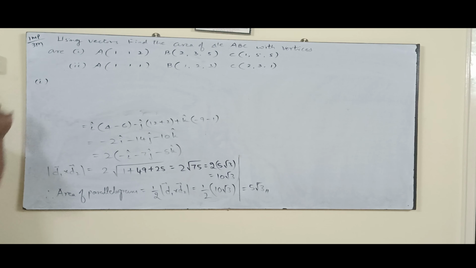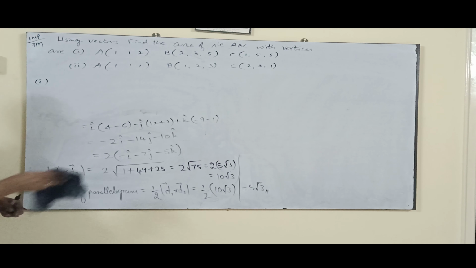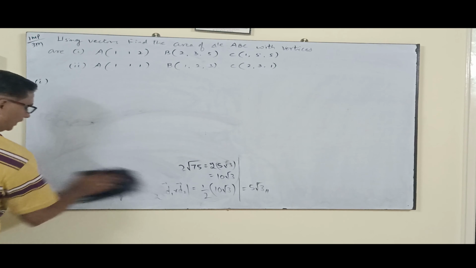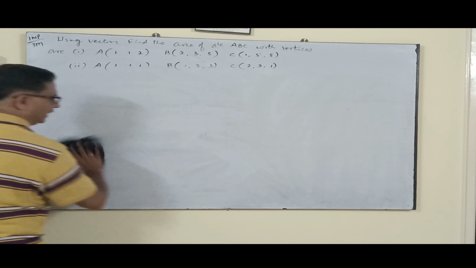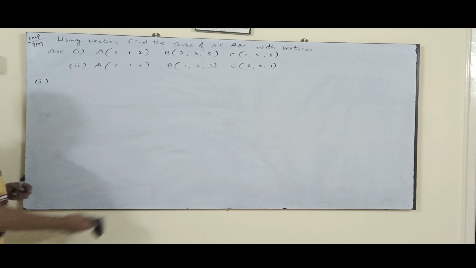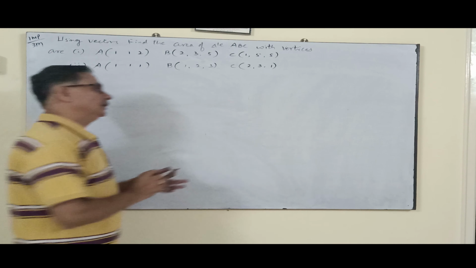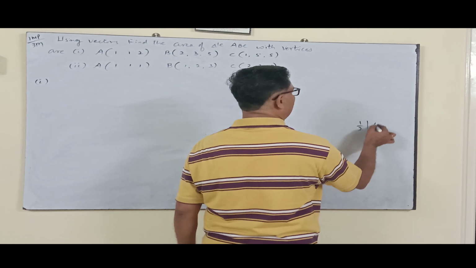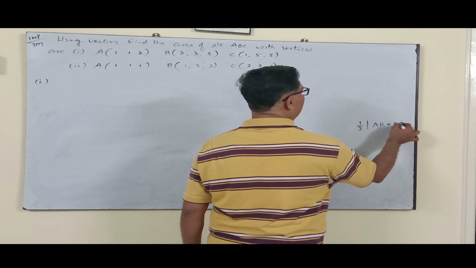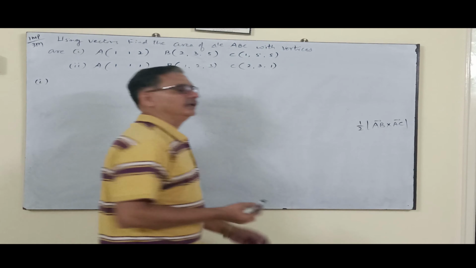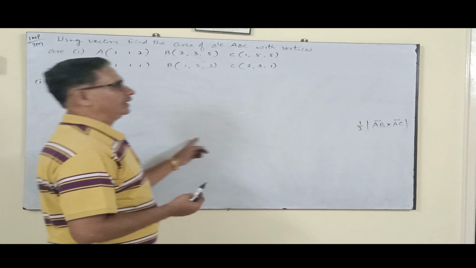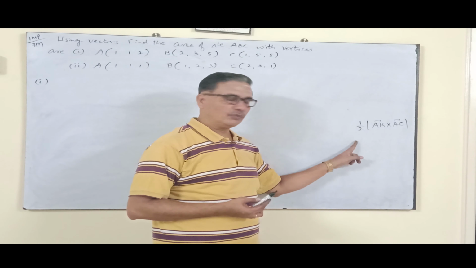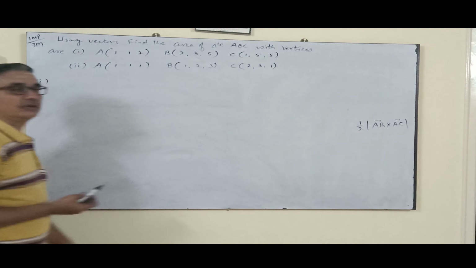Three more questions. Using the vector method, find the area of a triangle whose three vertices A, B, C are given. You know the formula. What is the formula for the area of a triangle with three vertices? Do you remember? It is 1 by 2 into the magnitude of AB cross AC. Remember, if three vertices are given, the area of the triangle is 1 by 2 into the magnitude of AB cross AC.